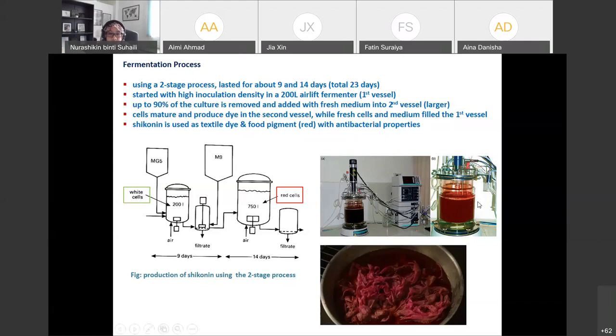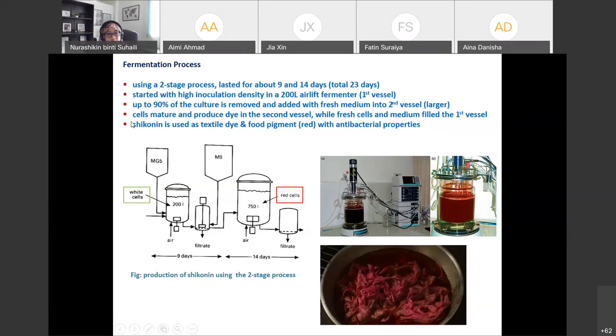Okay, so how these shikonin-producing cells are cultivated: it is cultivated using two fermenters. Each of these is called a fermenter. Started with high inoculation density in a 200 liter early fermenter, right? So the first fermenter here, and then after some time, 90% of the culture is removed and transferred to the second fermenter. And the second fermenter is added with a fresh medium. So this is just one technique of cultivating the plant cells.